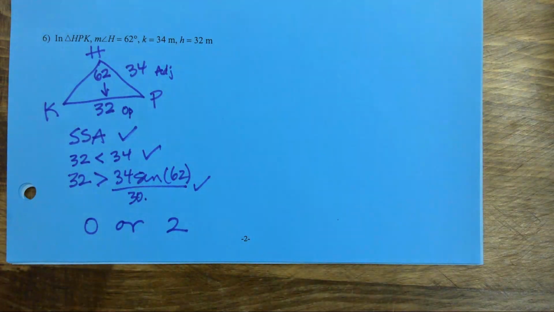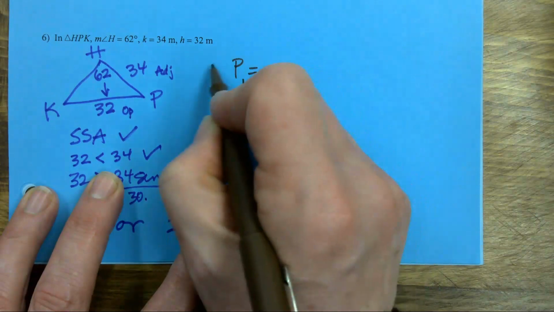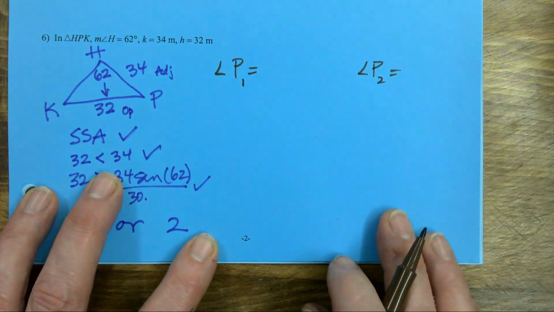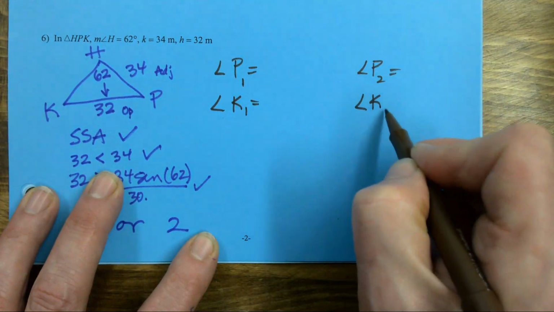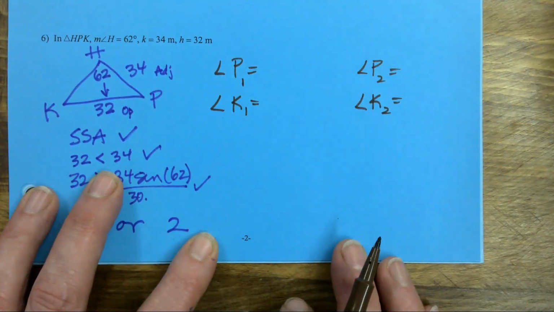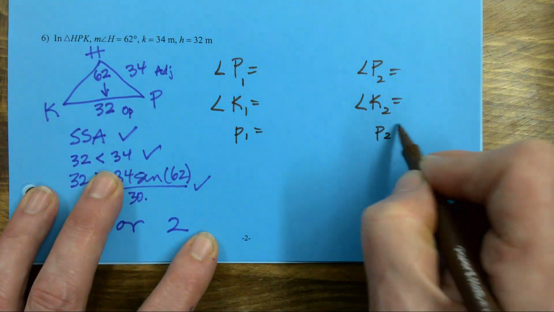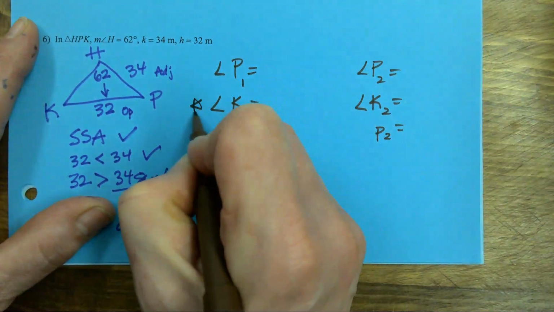So I will do my setup. We've decided it could be 2, so I'm going to jump in acting like it is 2. I need angle P for the first, and then I need angle P for the potential second. And I need angle K for the first and angle K for the second. The order that you put these in doesn't really matter. But I also need side P for the first, and side P for the second triangle. And so I'm going to figure out which one of those I can find first. And it looks to me like angle K is going to be my troublemaker.